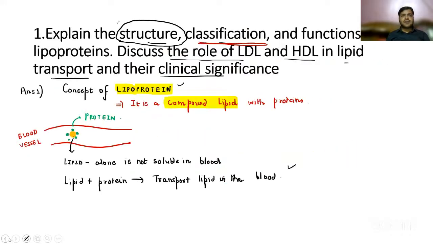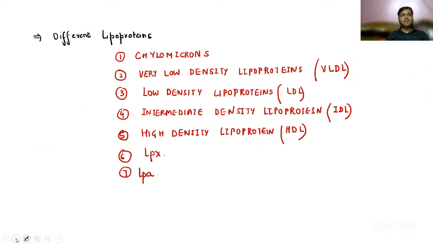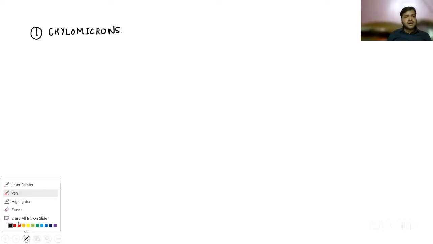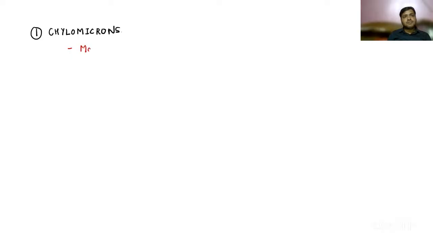Now let us try to understand the functions of these lipoproteins one by one. Let us first focus on chylomicrons. Remember, guys, chylomicrons are the lipoproteins which have the maximum size. Again, an important question from the MCQ point of view. It has maximum size.